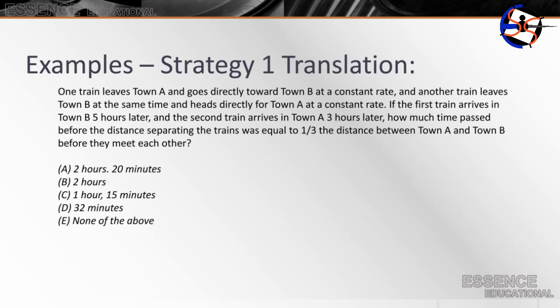Here is a GMAT mathematical question. One train leaves town A and goes directly towards town B at a constant rate. And another train leaves town B at the same time and heads directly for town A at a constant rate. If the first train arrives in town B 5 hours later, and the second train arrives in town A 3 hours later, how much time passed before the distance separating the trains was equal to 1/3 the distance between town A and town B before they meet each other?